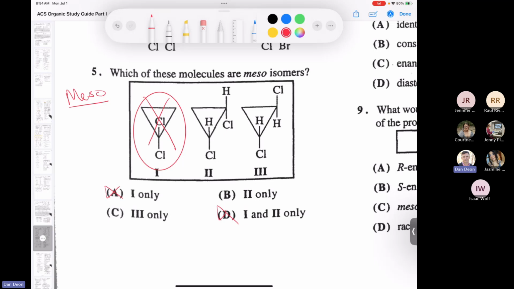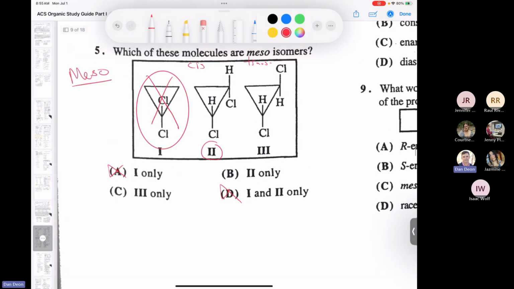Now, if we look at 2 and 3, you can see that one of them is cis-1,2-dichlorocyclopropane, and the other one is trans-1,2-dichlorocyclopropane. So which one of these would be a meso compound? It can't be both based off of the answers. Could anybody tell me? And it's not a trick. Remember, we're looking for a plane of symmetry through the compound. So for this one, it's going to be number 2.